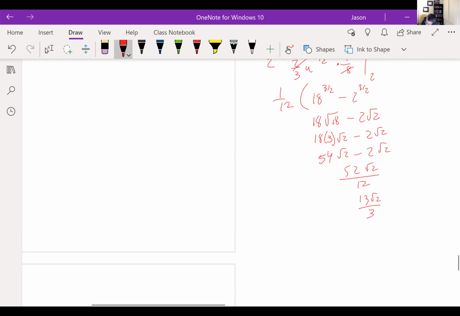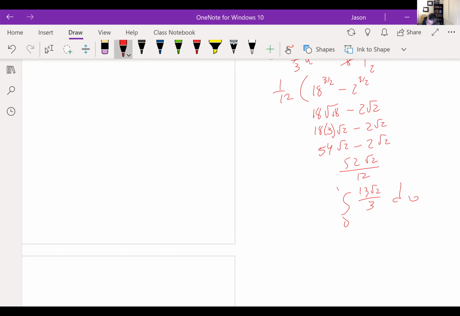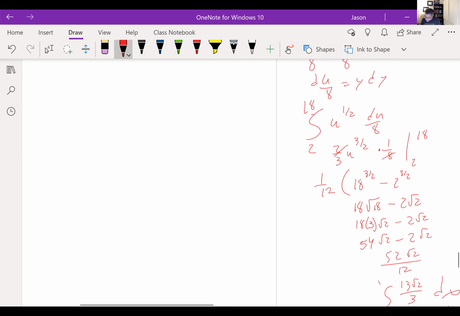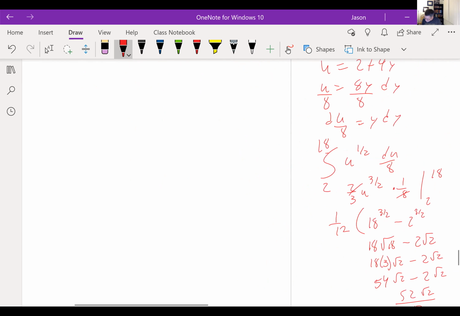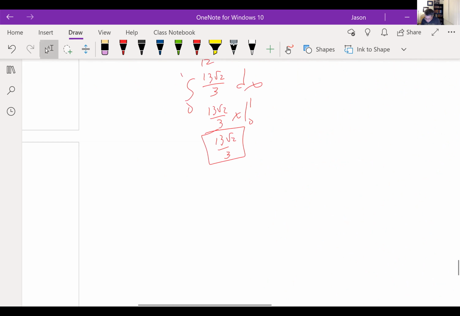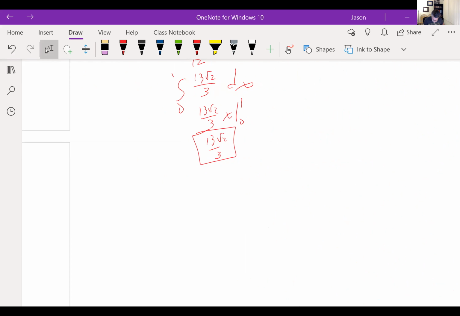Now I'm going to want to integrate that from 0 to 1 dx. There's no x's, just a number. So this is just 13 radical 2 over 3 x evaluated from 0 to 1. Plug in 1, we get the same thing, 13 radical 2 over 3. I don't know why I keep going off the page. Whatever, I'll just stay off the page.